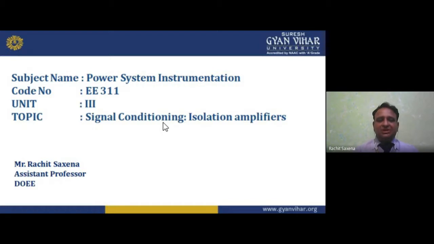Measure something means if I want to measure current in a circuit, because instrumentation is basically dealing with the instrument, and why are we using the instrument? For measuring purposes. So the measuring instruments covered in the power system, we can call power system instrumentation.